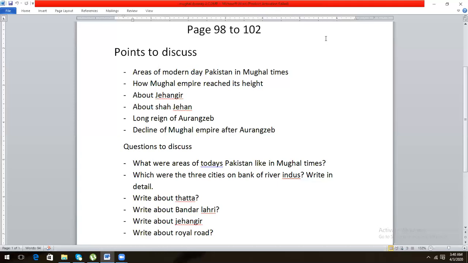So please highlight all these important points in your book and write them in your answers as well. He showed interest in music, architecture, and painting. Jahangir had his own memoir, the Jahangirnama. It was a book in which all the details of Jahangir were written, and it was known as Tuzk-e-Jahangiri.